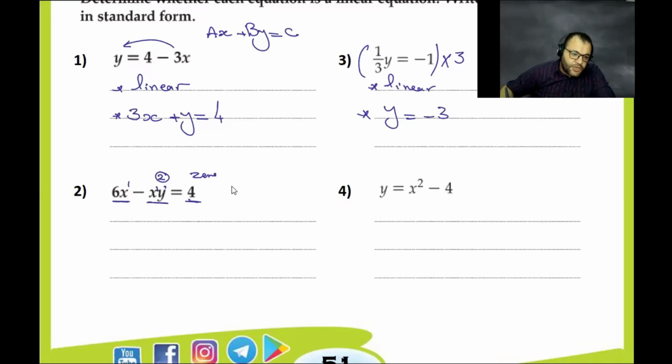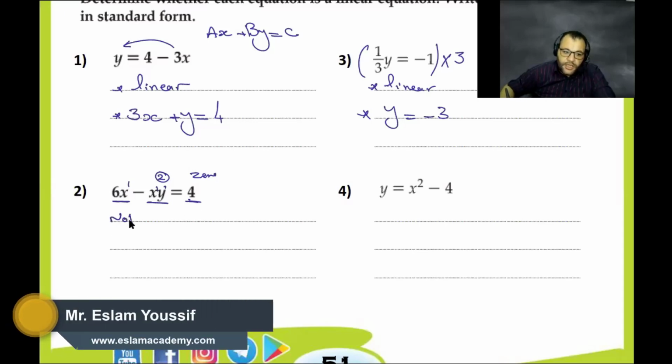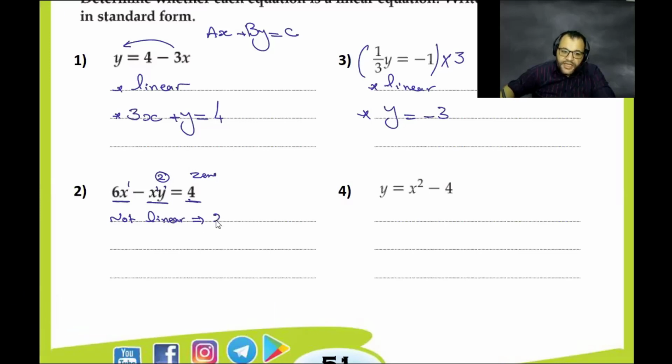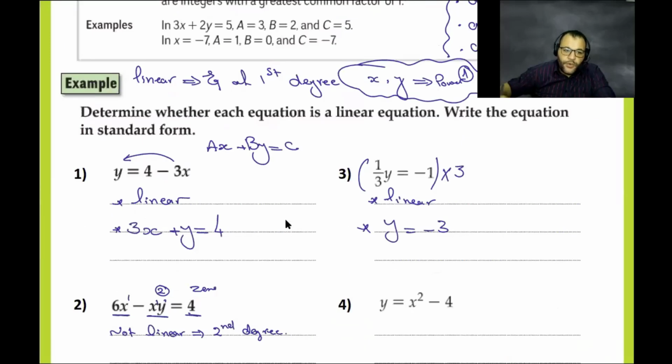So what is the highest power that we have? To the second power. So it means this one is not linear. Why is it not linear? Because of the second degree, and we said that linear is an equation of the first degree. So if you know the concept, you can solve. You understand it now? Yeah. Because that's not linear, I will not write it in the standard form of the linear. Okay, who can solve with me question number 4?